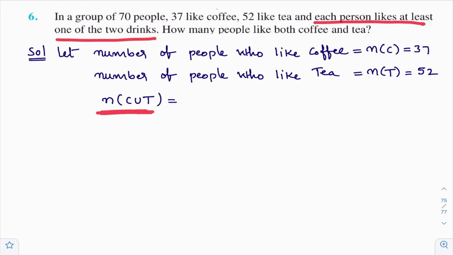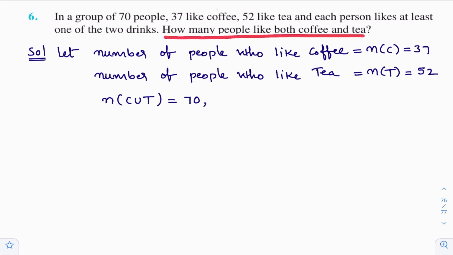Each person in a group. In that group, total how many persons are there? 70 persons are there. So n of C union T is 70. This is the data you need to understand after reading the question. Now what they are asking: how many people like both coffee and tea? So n of C intersection T equals how many people like both coffee and tea? This is the question, right?